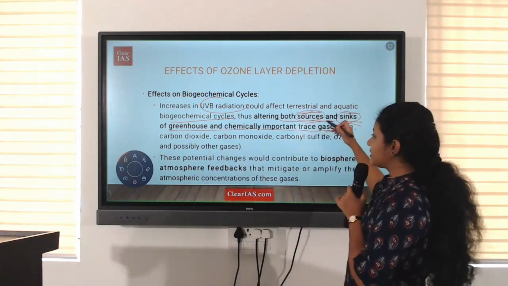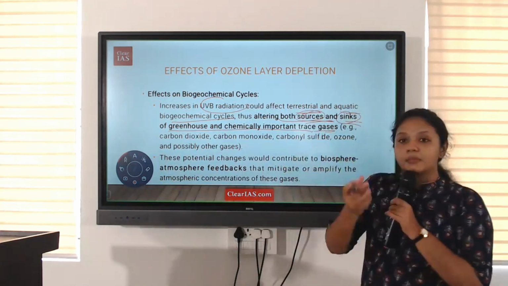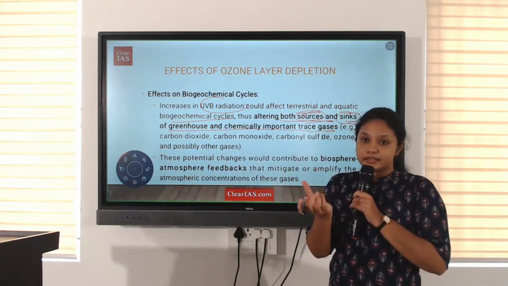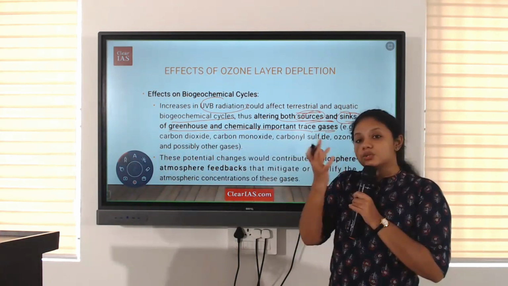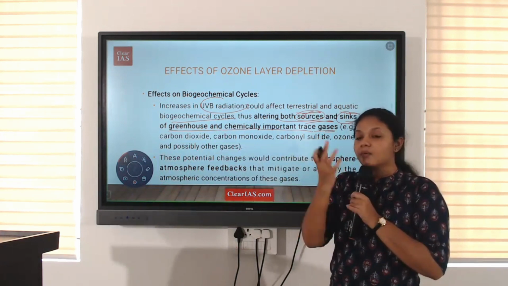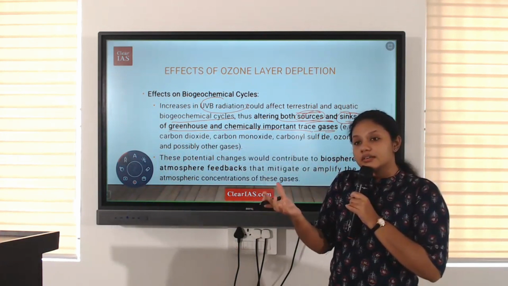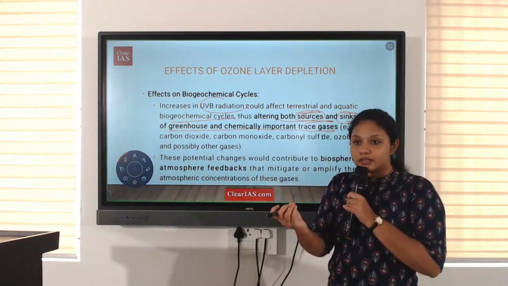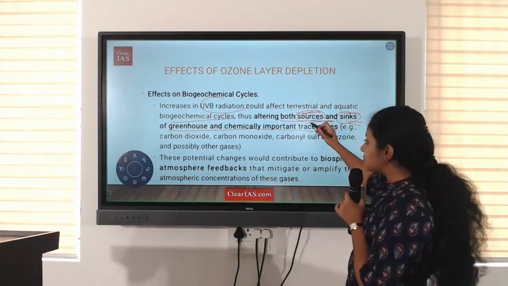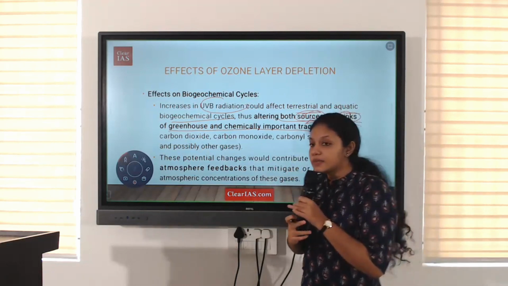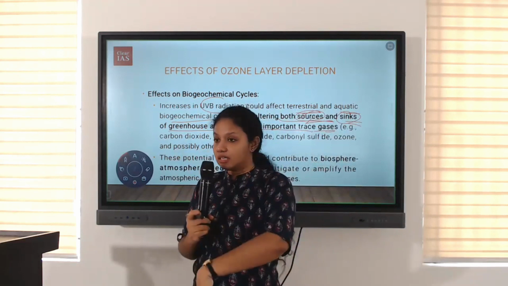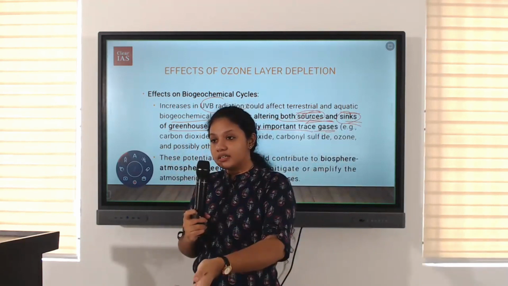Sources and sinks mean, for example, carbon dioxide. Carbon is usually produced from fossil fuel burning, etc. Right? So they are the sources of carbon. What is a sink? Sink means absorb. Forest is a carbon sink. So these both are altered. Forest means plants. Plants' biochemical physiological cycle is also getting hindered, so their rhythm is also getting affected.